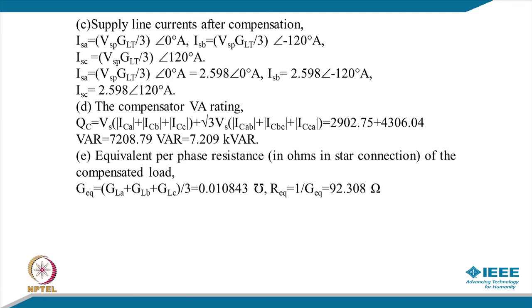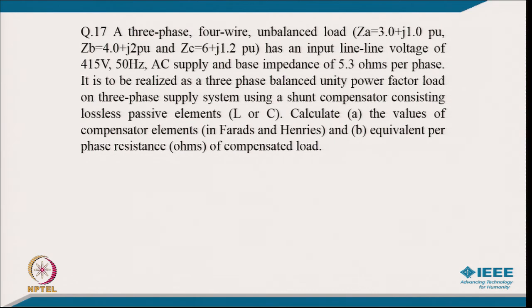And the compensator VA rating, of course, uses the phase voltage and the current of the star connected compensator, and the line voltage and current of the delta connected compensator. The addition of both comes to 7.02 kVAR for the compensator. And the equivalent per phase resistance in star connection comes as the sum of all the conductances divided by 3, and it comes typically to a resistance of 92.308 ohm.